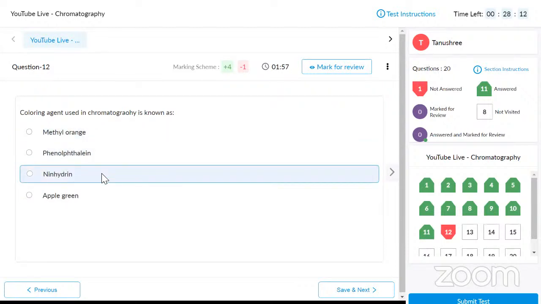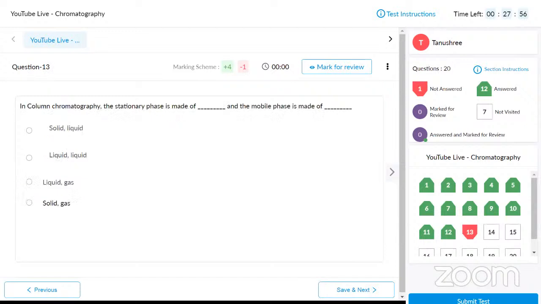So ninhydrin जो ऐसा reagent है जिसको अगर तुम spray करोगे तुम्हारे TLC या paper chromatography के plate पे, it will react with the amino acids present in the sample and will give you a purple or blue or dark violet colored spot. So ninhydrin is the coloring agent used in chromatography. So let us save and proceed with our next question.